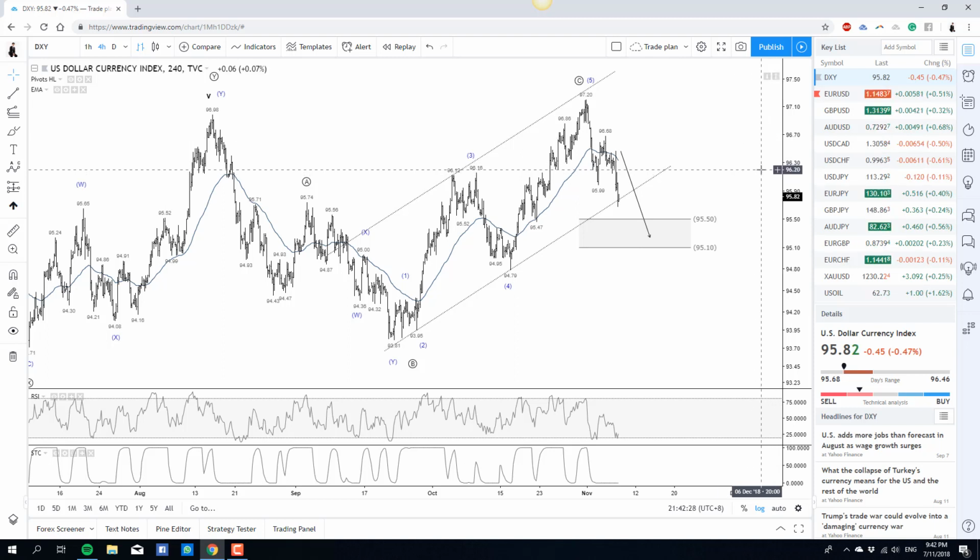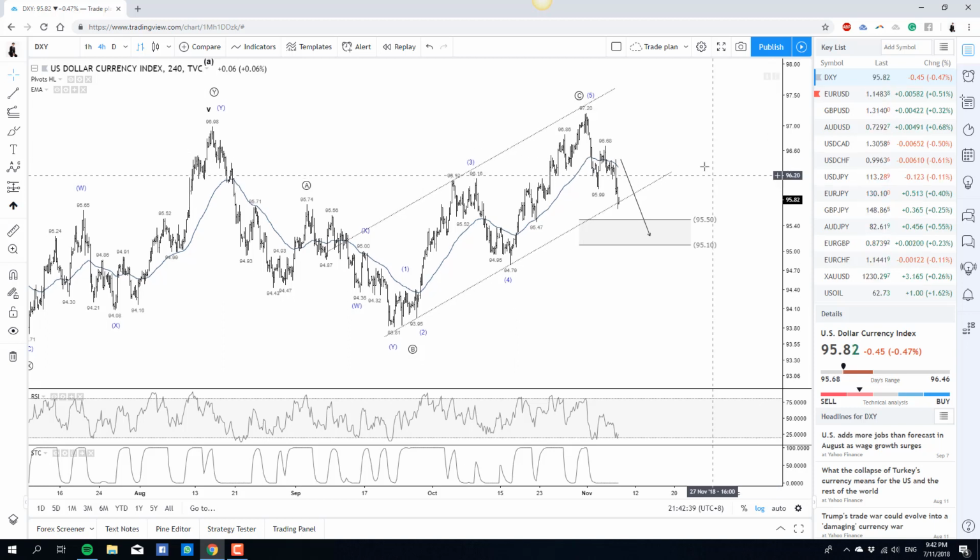But also take note that tomorrow morning we do have the RBNZ rate statement, right? So if you are trading the New Zealand pairs, that's something you want to take note of as well. Right, now let's get started with the dollar index.